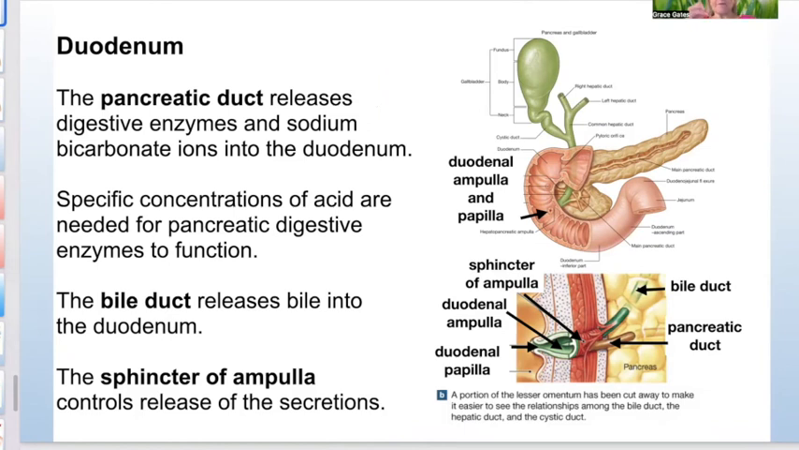Okay, so we have very acidic chyme, but the bicarbonate's going to bring up that pH, and along the way, we're going to hit the right pH for pancreatic digestive enzymes to function. The bile duct releases bile into the duodenum. The sphincter of ampulla controls the release of the secretions from the bile duct and pancreatic duct into the duodenum.